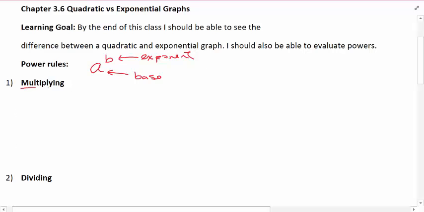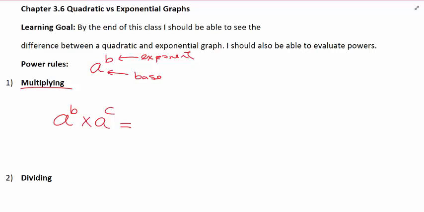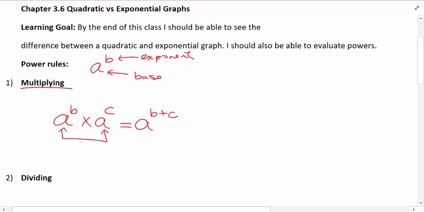So multiplying powers. When we multiply powers, what needs to happen? You add what? You add the exponents, right? So it's a to the b plus c. Notice though that they do have to have the same base. Do you remember this from grade 9? They do need to have the same base in order for you to simplify this by just adding the exponents.